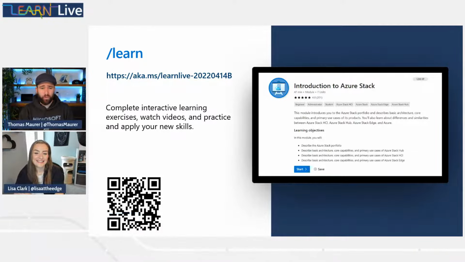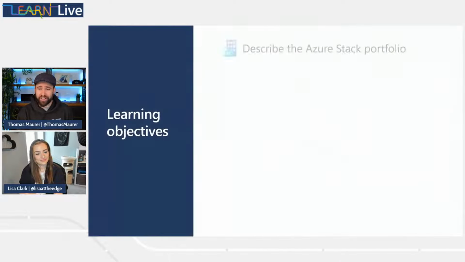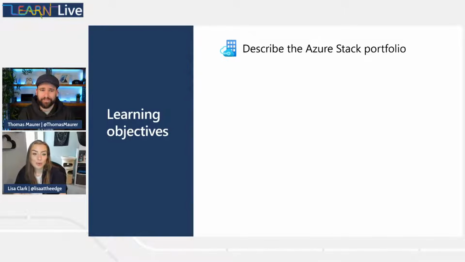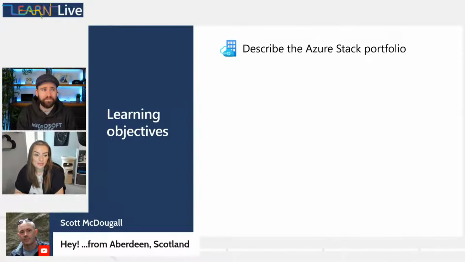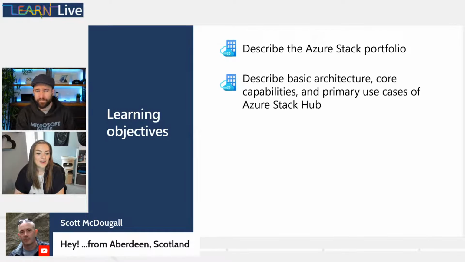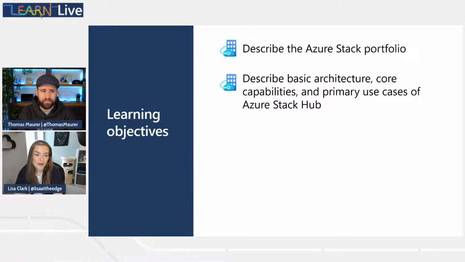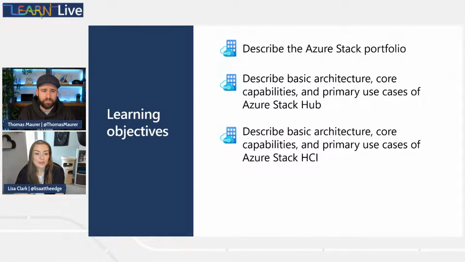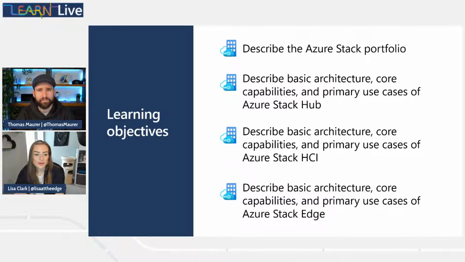So what are we going to talk about in this specific Learn module today? What are the objectives, Lisa? Yep, so as I mentioned in my introduction, the Azure Stack family is in fact a portfolio of products. So we're going to learn about each of the products within the portfolio and be able to describe those. We're also going to look at describing the basic architecture of each of the products with a focus on the primary use cases for each of the products and talk about some of the core capabilities.